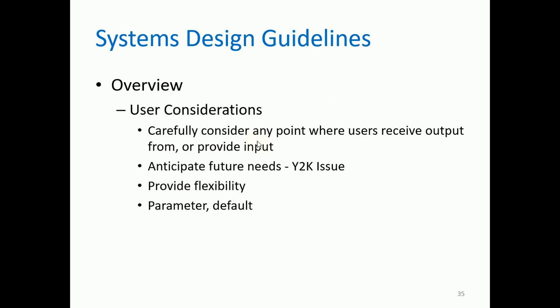So first is we have user considerations for systems design. Carefully consider any point where users receive output from or provide input. And then anticipate future needs. So we have this Y2K issue or year 2000 issue. So what is this Y2K issue? So if you're not familiar with the Y2K issue, this Y2K issue has prevailed in older computers. So example, what if the Y2K issue's concern is sprung with the date format.